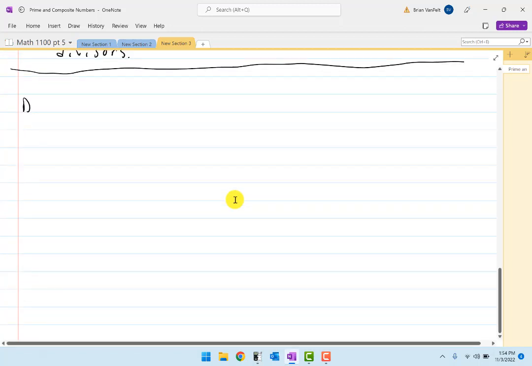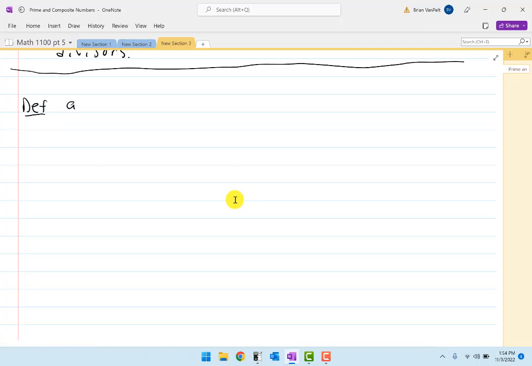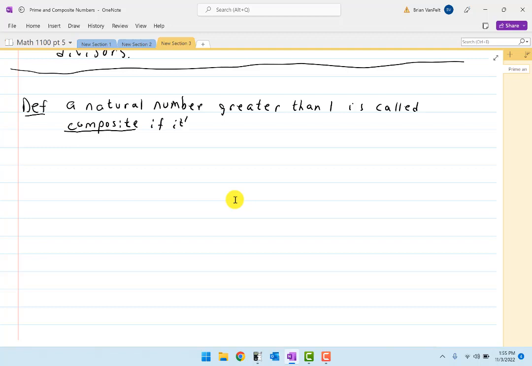Another definition: a natural number greater than 1 is called composite if it's not prime. From the example that we just did, 57 is a composite number.